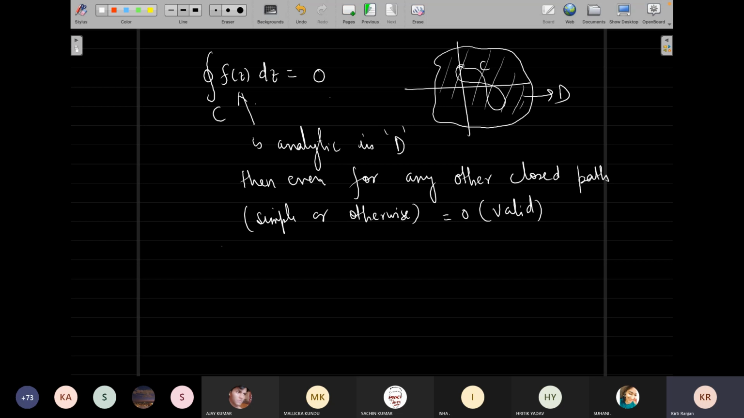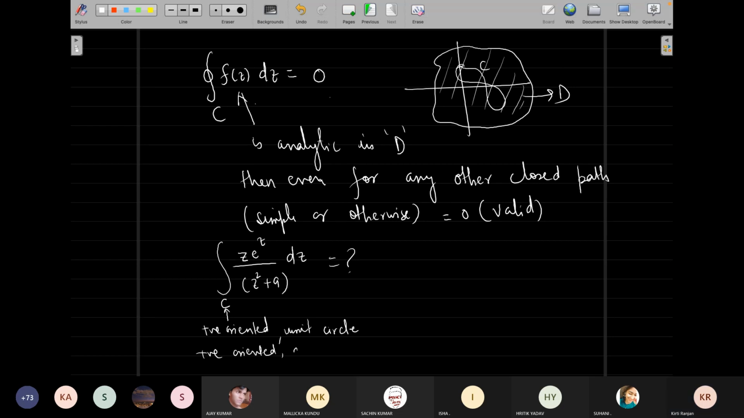However, I can ask a question like this, for example, since I'm doing the application. So think about this. Let me give you a function: e to the z over z squared plus 9, dz. And I ask you this for a path which is, let's say, the positive oriented unit circle, and then the positive oriented arbitrary curve. So this is my 1, this is my 2.